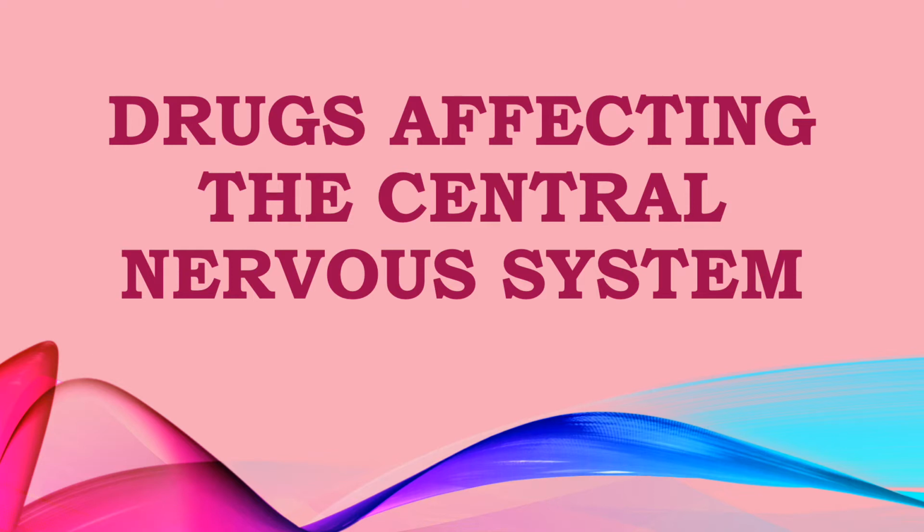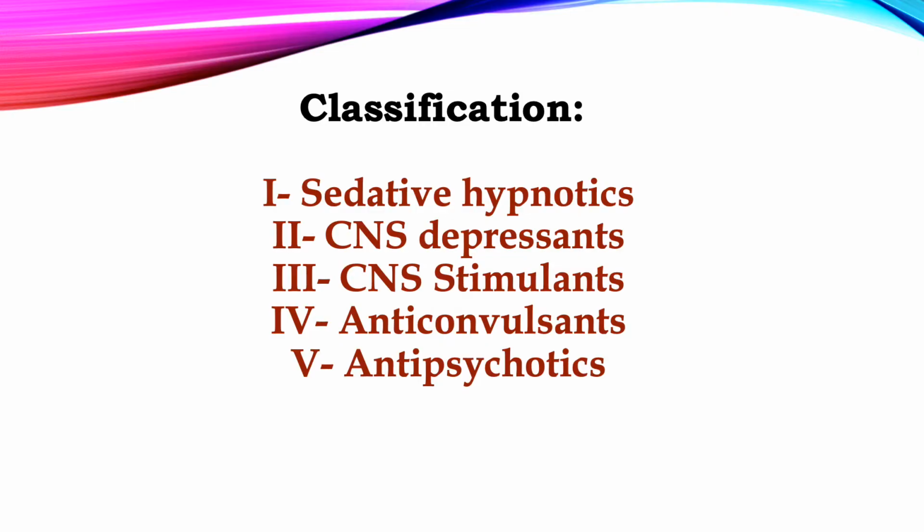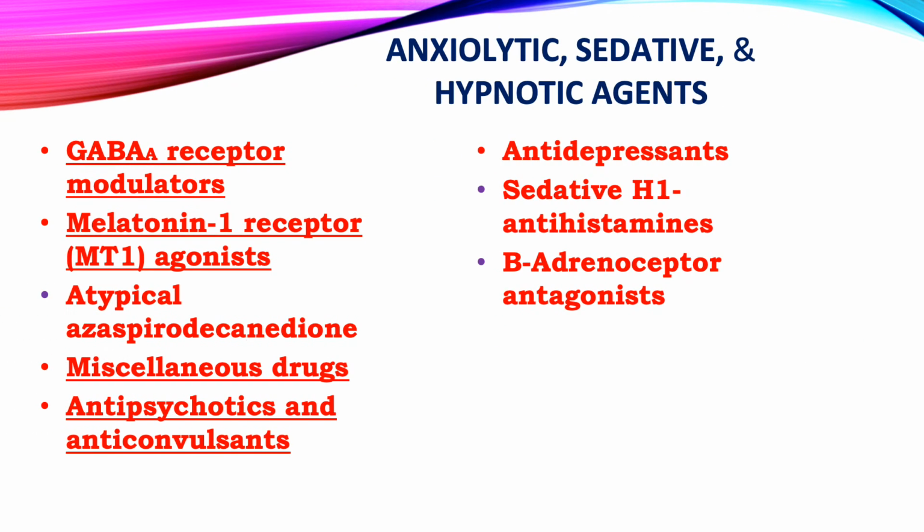This time, we will talk first about CNS depressant drugs. So aside from CNS depressants and CNS stimulants, we also have sedative hypnotics, anticonvulsants, and antipsychotics. Now let us begin with our lecture on CNS depressants. We refer to them also as anxiolytic or anti-anxiety and sedative hypnotic agents. So we have different examples under CNS depressants.